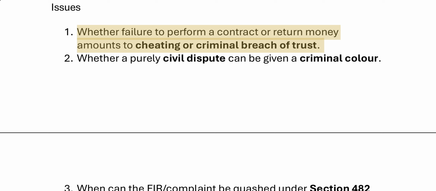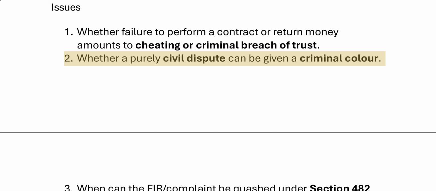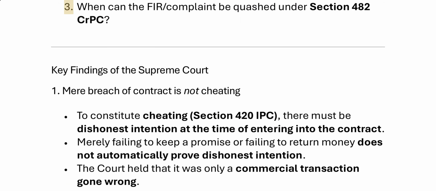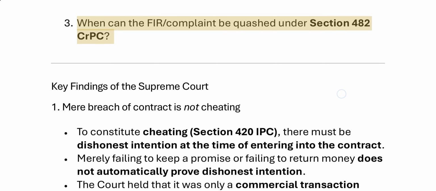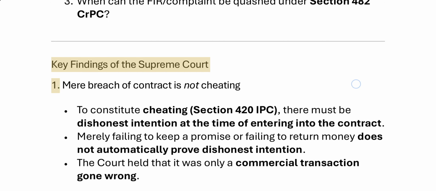Issues. 1. Whether failure to perform a contract or return money amounts to cheating or criminal breach of trust. 2. Whether a purely civil dispute can be given a criminal color. 3. When can the complaint be quashed under Section 482 CrPC? Key findings of the Supreme Court.